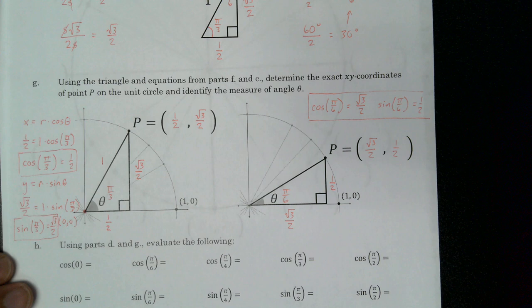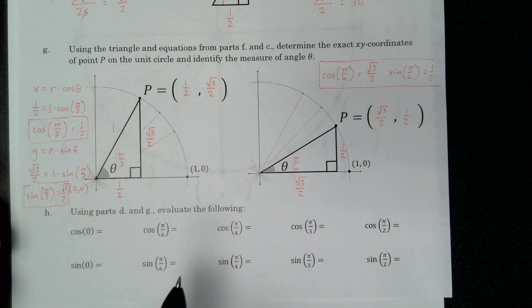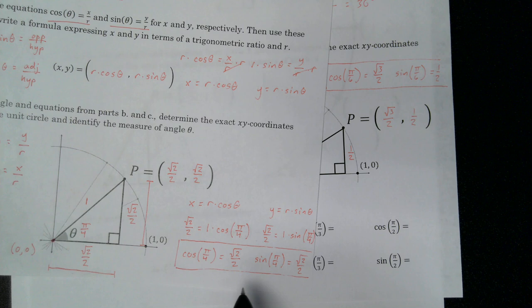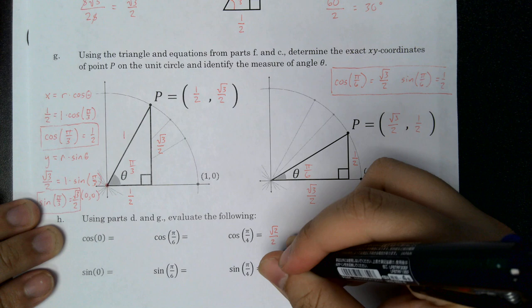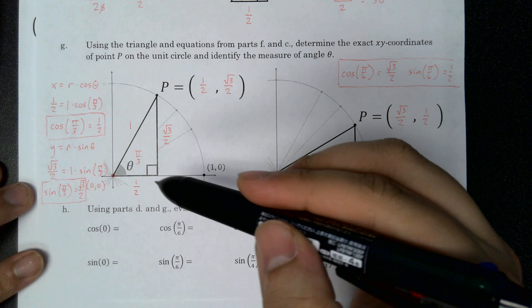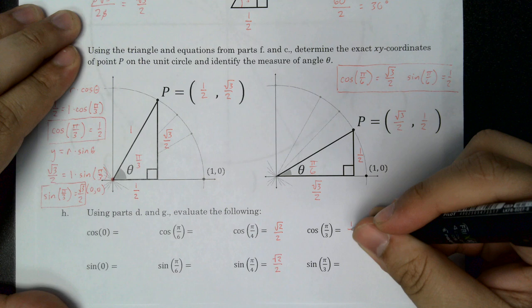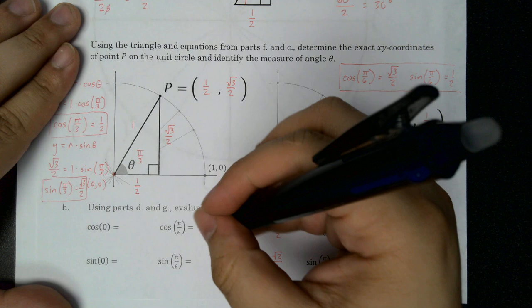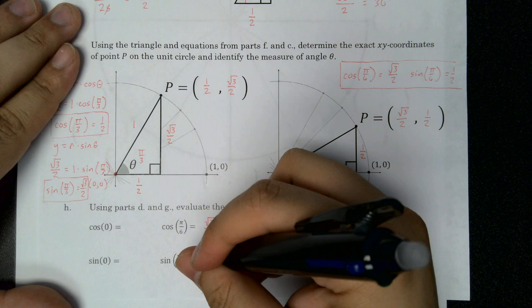So, with all of that information, we can now figure out these three pairs of angles. If we look at the previous page that we were working on, that's why I boxed this, we get that cosine of pi over 4 and sine of pi over 4 are both square root of 2 over 2. Over here, cosine of pi over 3 is 1 half, and sine of pi over 3 is the square root of 3 over 2. Over here, they're switched. Cosine of pi over 6 is the square root of 3 over 2, and sine of pi over 6 is 1 half.